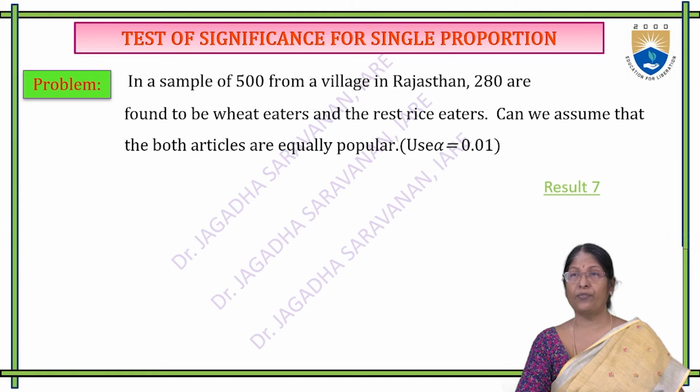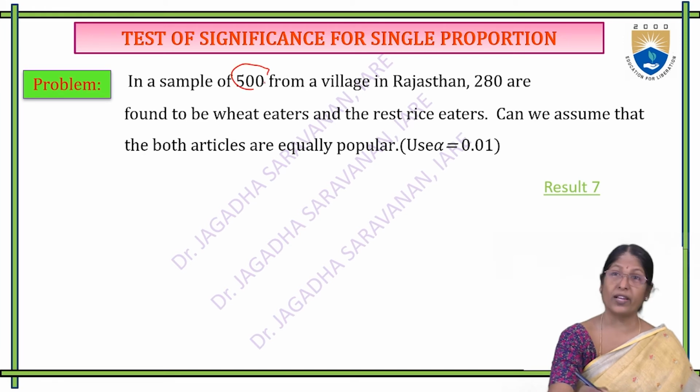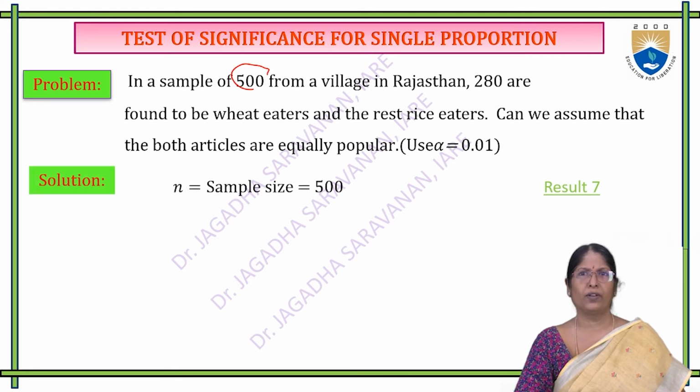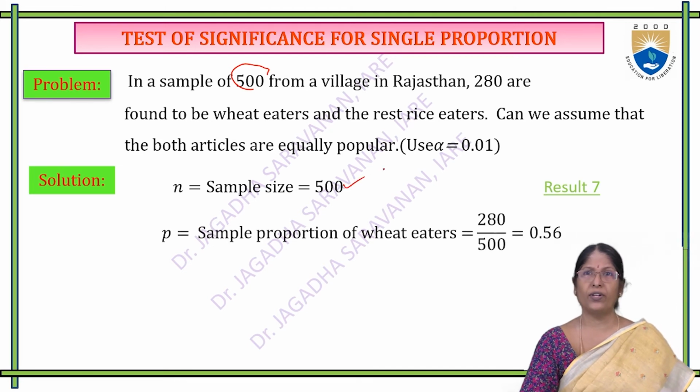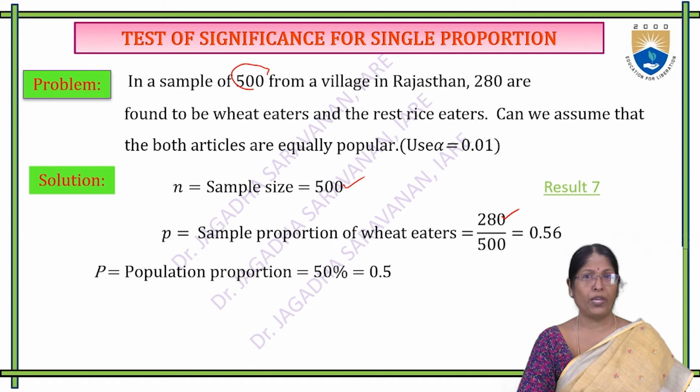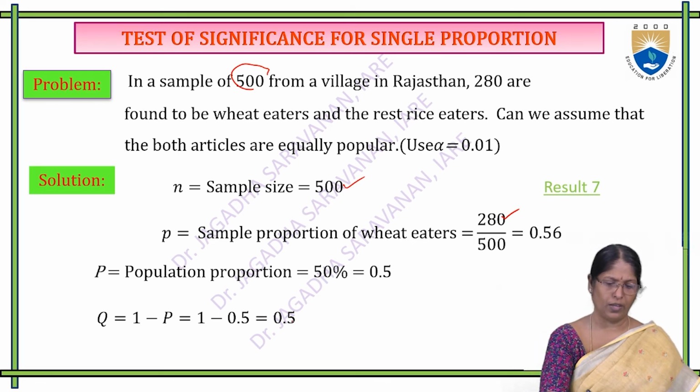So here the level of significance alpha equal to 0.01. What is the sample size? Yes, the sample size is 500. 280 are wheat eaters, so the wheat eating proportion is 280 divided by 500. Very clear picture about this problem. So n equal to sample size equal to 500. Sample proportion of wheat eaters, 280 divided by 500 equal to 0.56. Capital P equal to population proportion, that is 0.5. Capital Q is nothing but 1 minus capital P, that is 0.5.